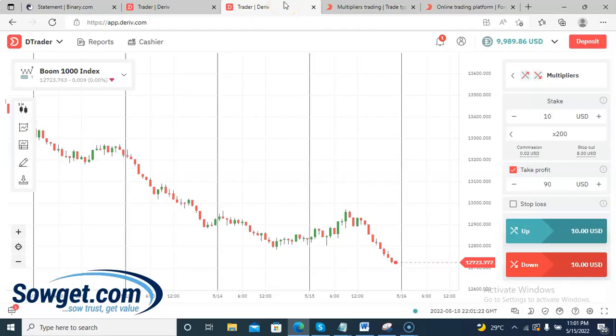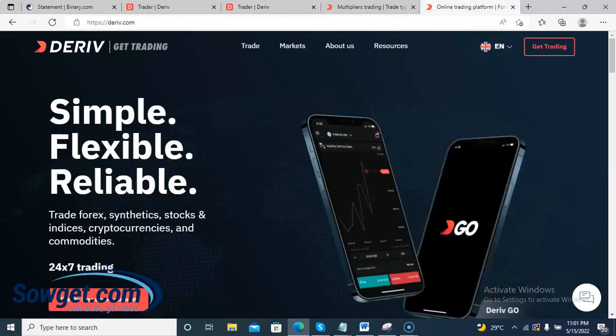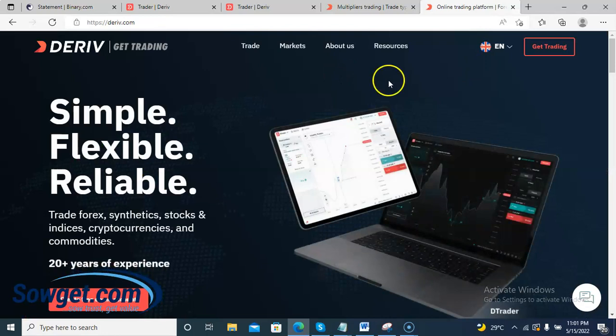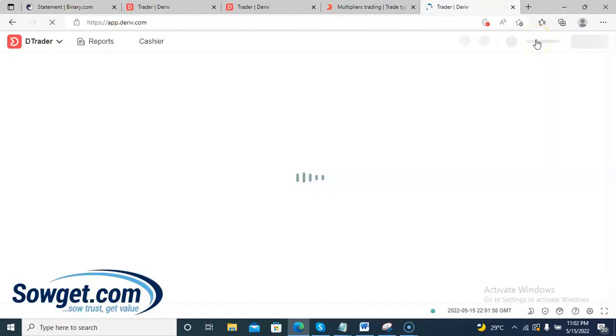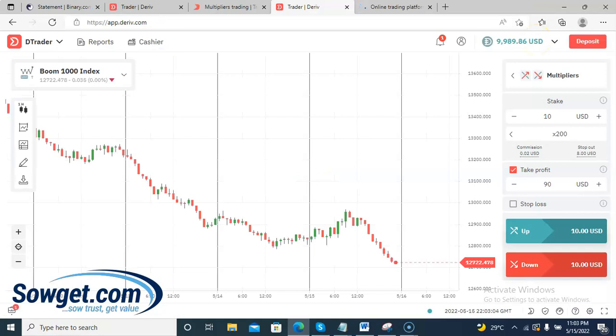Alright, so if you want to use the multipliers on your DTrader account as a beginner, or you are just getting familiar with the Deriv platform, then this is the portion on the screen here. I'm actually logged into my Deriv account, but let's say, for example, I just want to log in from outside. I just get trading. Seeing how I am able to log into my Deriv trading account.